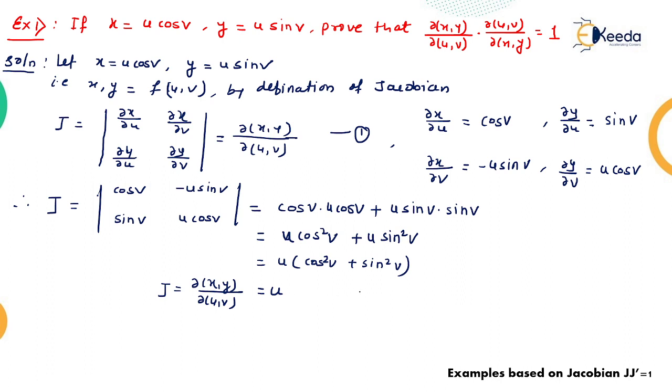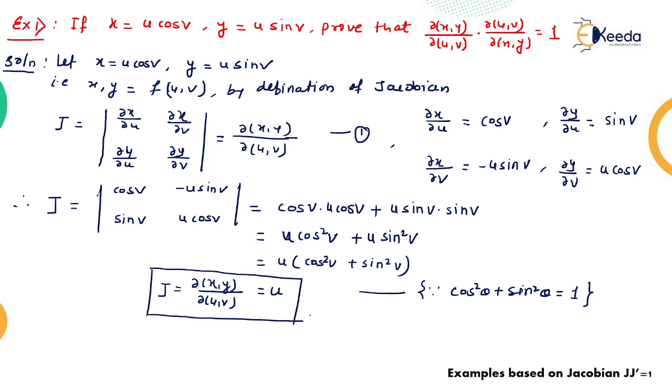Since I am using the result here, cos square theta plus sin square theta is equal to 1. That is a trigonometric identity we have to use. If J is u, then you just have to show that J dash is 1 divided by u. Let me simplify, and you will get the answer 1 by u. So this is equation number 2.